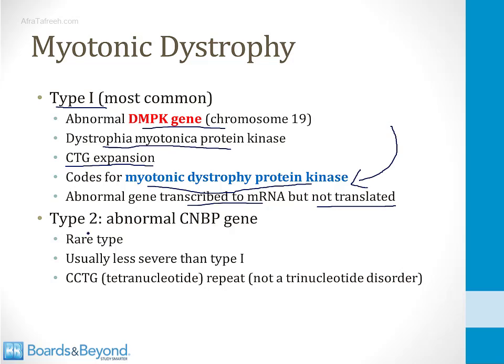The less common type is called type 2. This involves a different gene called CNBP. This is much more rare. It's usually a less severe disorder than type 1, and interestingly, this is a CCTG or tetranucleotide repeat disorder. It is not a trinucleotide repeat disorder.